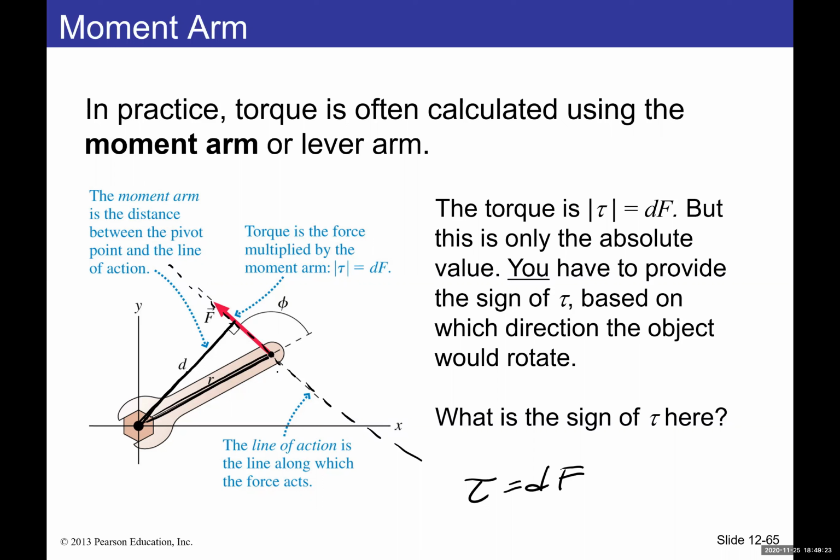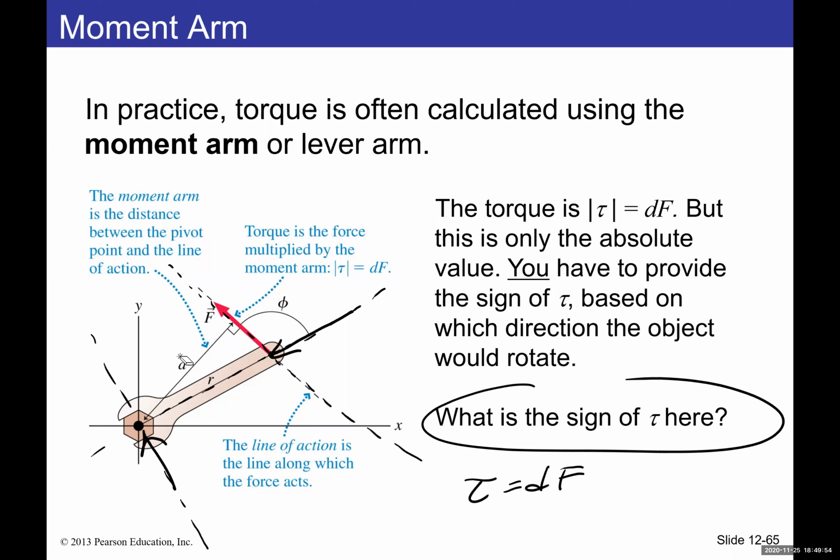So in this particular case, one thing you can see here is that this line of action for a force can also tell you if the torque is effective or not. For example, if I have a force like this, the line of action of this force goes through the pivot point, so it's not effective. If I have a force like this, its line of action goes through the pivot point, it's not effective. That means if the line of action of any force goes through the pivot point, that force does not give you torque.